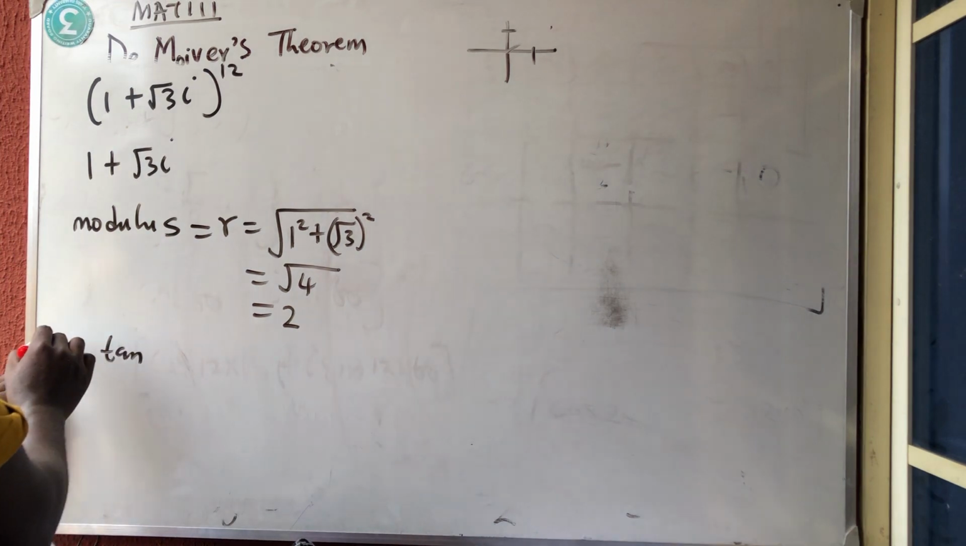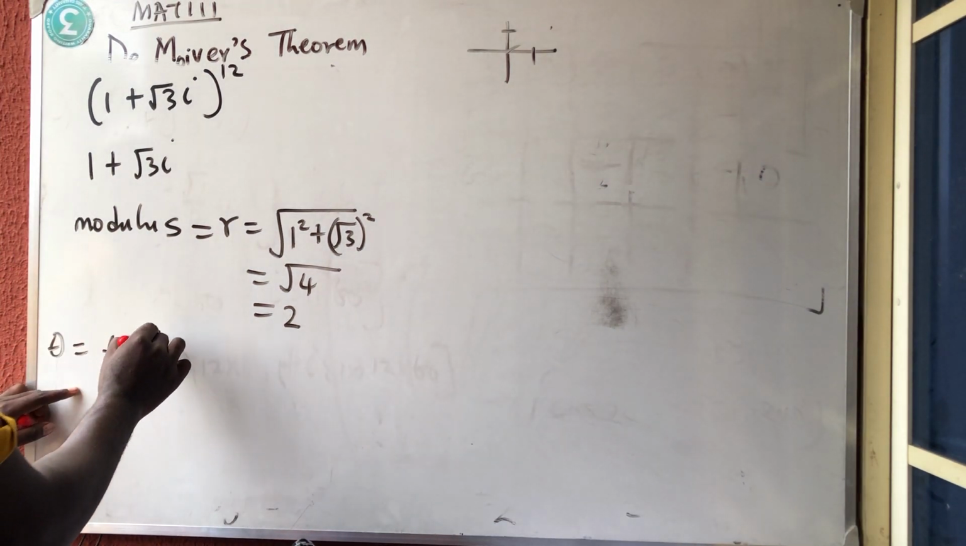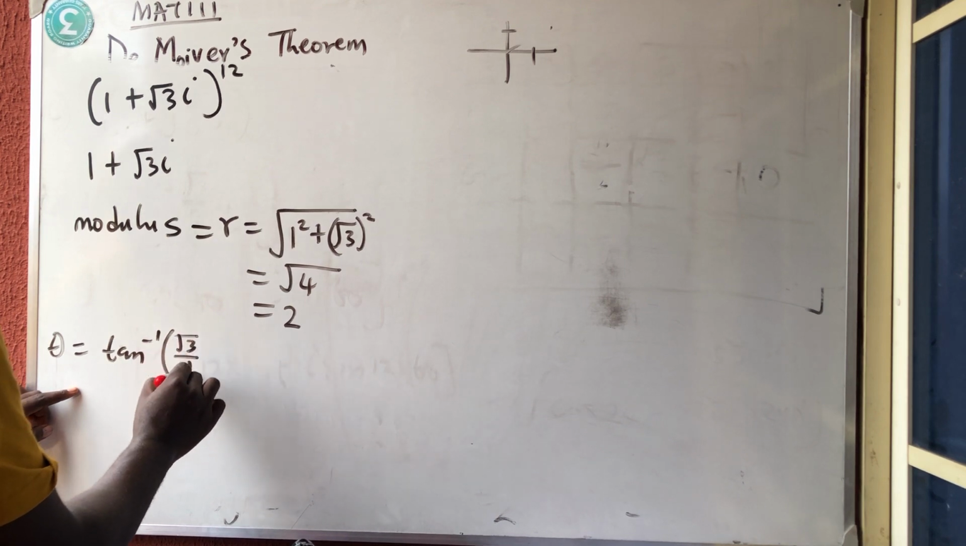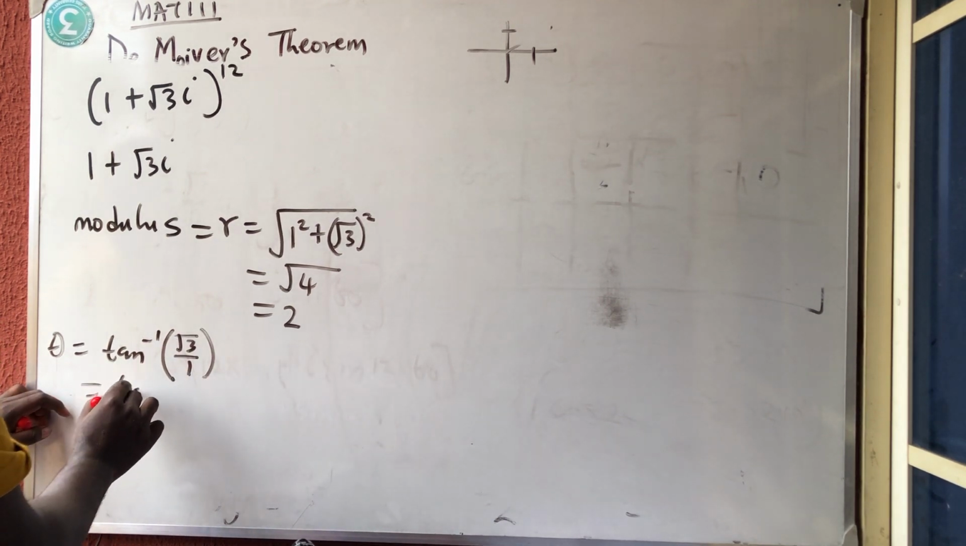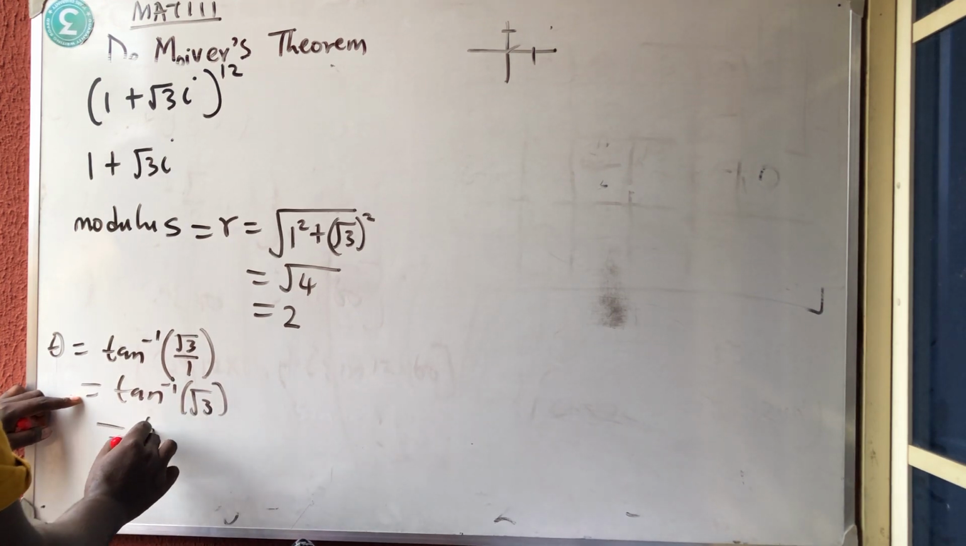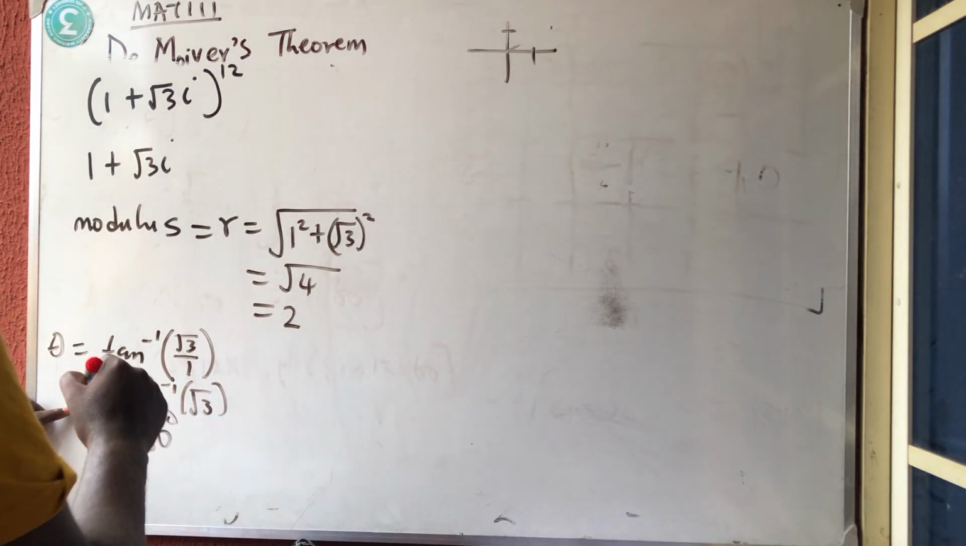So my theta is equal to what? Tan inverse of y over x, so root 3 over 1, which is tan inverse of root 3. And tan inverse of root 3 is what? 60. So I have gotten my argument to be 60.